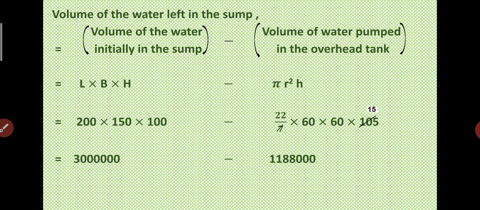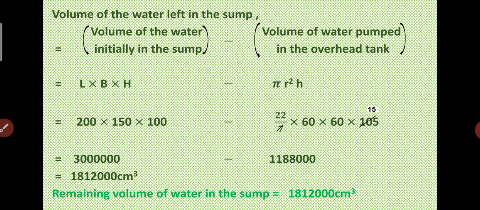If you multiply, what you will get? 11 lakh 88,000. Subtract it. 18 lakh 12,000 centimeter cube. Remaining volume of water in the sump equals 18 lakh 12,000 centimeter cube.